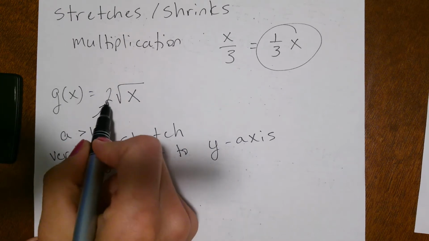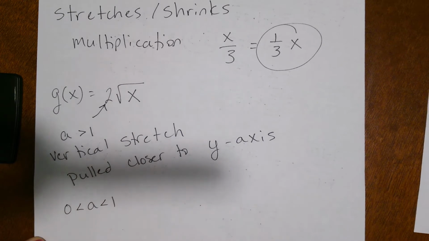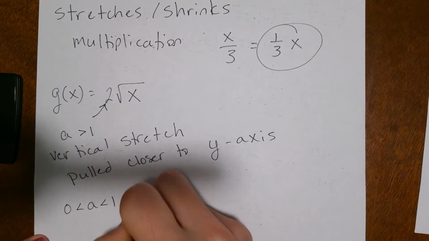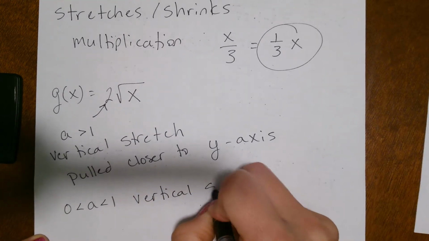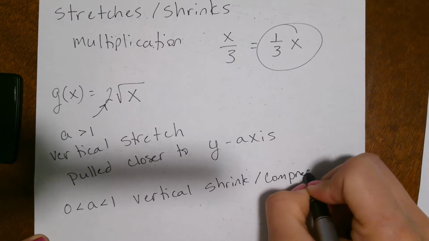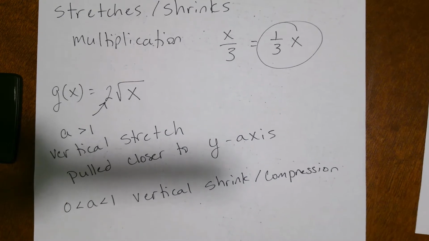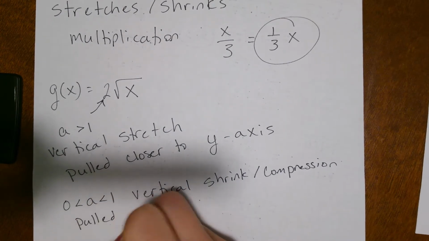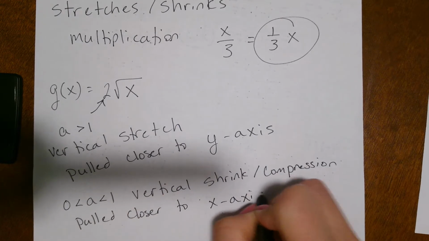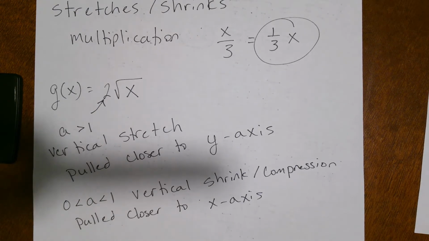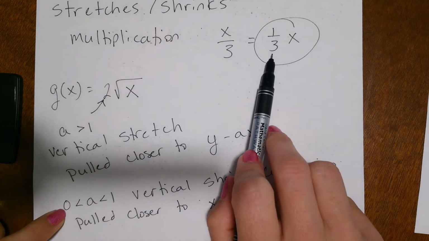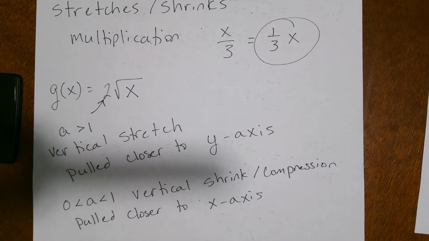Now, if that value that you're multiplying by is in between 0 and 1, then we have what we call a vertical shrink or compression. You'll see it called different things, shrink or compression. And again, what that means graphically is this gets pulled closer to the x-axis. So if it's greater than 1, 1.1, 2, 57, anything greater than 1, we have a vertical stretch, and it's being pulled closer to the y-axis. It's not shifted or reflected or anything like that. It just gets pulled closer to the y-axis. If it's in between 0 and 1, something like a third or 2/7, anything like that, then we will have a shrink or a compression, and that gets pulled down closer to the x-axis.